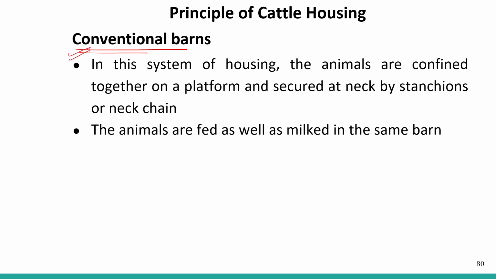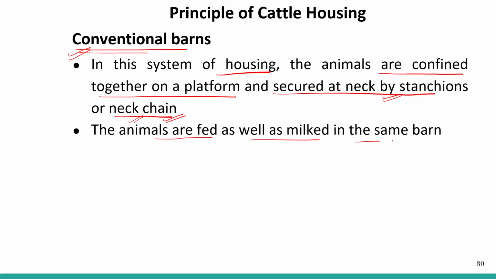In this system of housing, the animals are confined together on a platform and secured at the neck by the sanctions or the neck chain. Here the cattle are not allowed to roam here and there. They are not free. They are secured at a platform by sanctions or neck chain. The animals are fed as well as milked in the same barn. So their animals are fixed at one particular point and they are fed at that point also, and milked at that point also, right?